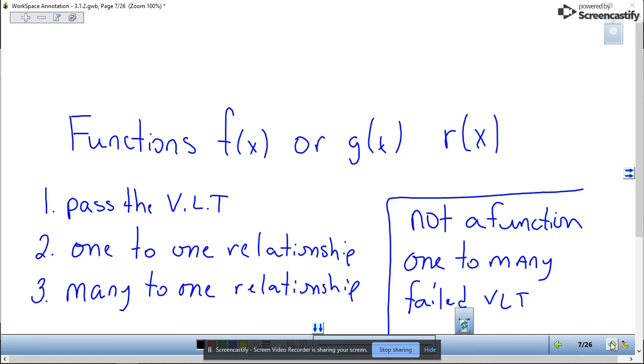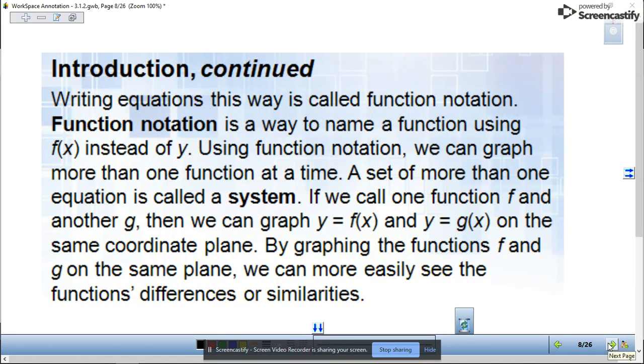If it's one-to-many, don't worry, that's like the same x going to two different y's, and then it fails the vertical line test. All right, we've already been through this, writing a function. If you've got y equals, what this allows us to do is have two separate functions. The first function is f of x, and the secondary function is g of x, and that would be a system.